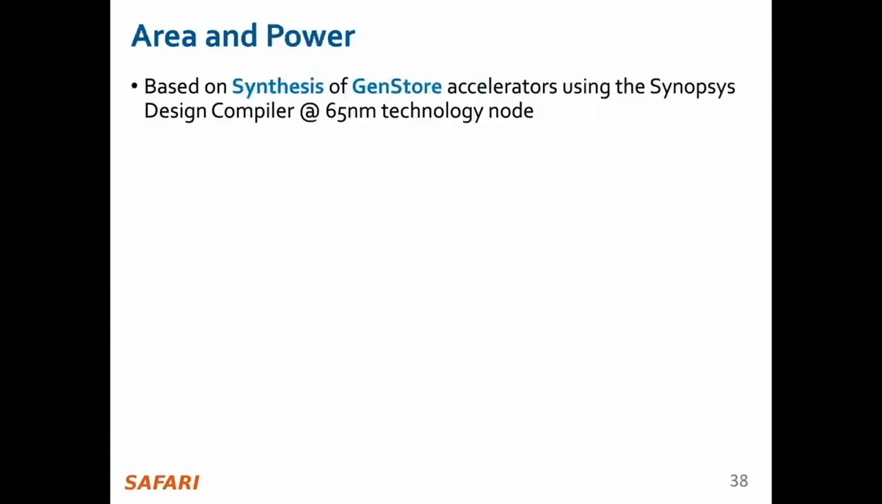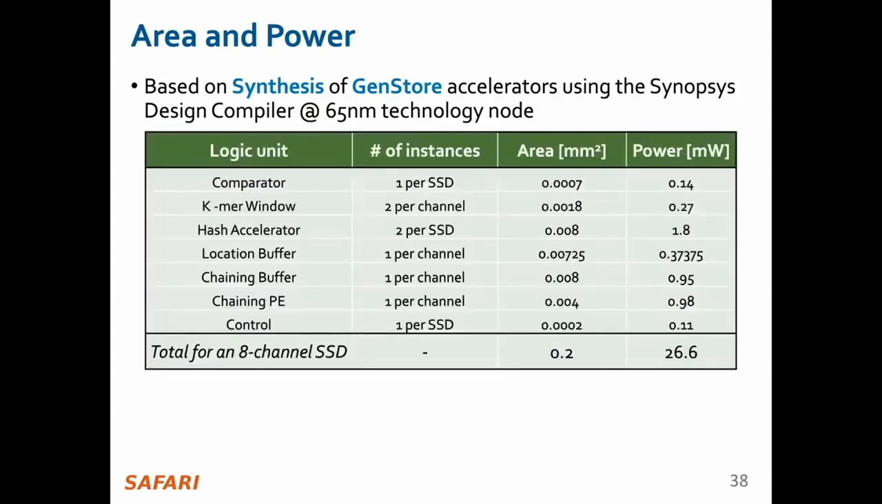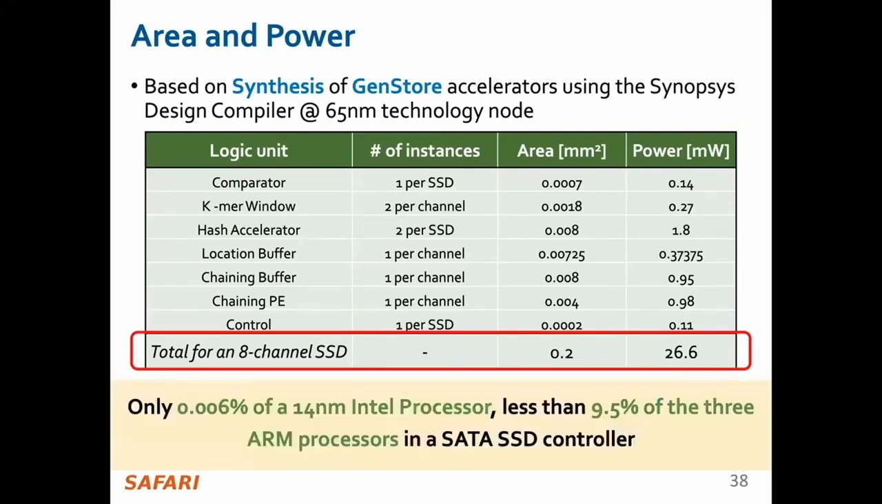So we find the area and power values of GenStore by synthesizing GenStore-EM and NM using 65 nanometer technology node, and find that for an 8-channel SSD, the area of GenStore is 0.2 square millimeters, and power is 26.6 watts. And by scaling the area to lower technology nodes to have a fair comparison to some common systems, we observed that the area overhead of GenStore is 0.006% of an Intel processor and less than 9.5% of the 3 ARM processors in a SATA SSD controller.